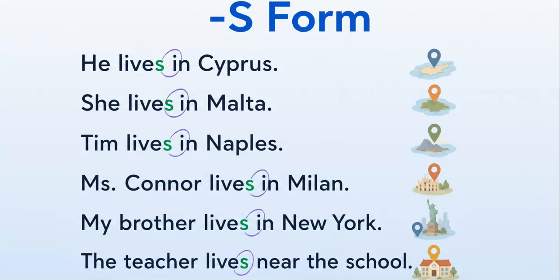For example, he lives in Cyprus. She lives in Malta. Tim lives in Naples. Miss Connor lives in Milan. My brother lives in New York. The teacher lives near the school. Notice the S on the verb live because it's in the present tense and it's associated with a singular noun as the subject in the third person.